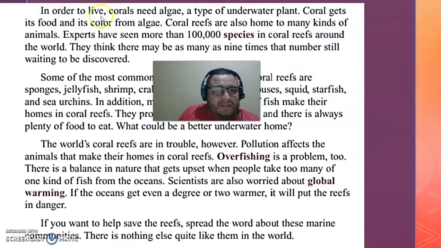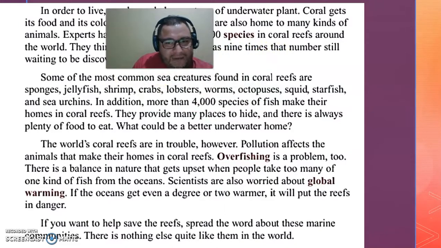In order to live, corals need... we have different plants, right? And we have about 100,000 species in coral reefs around the world. How many? 100,000 species in coral reefs around the world. Pay attention because this is coming in the exam. They think there may be as many as nine times that number, but we have different kinds of animals too.